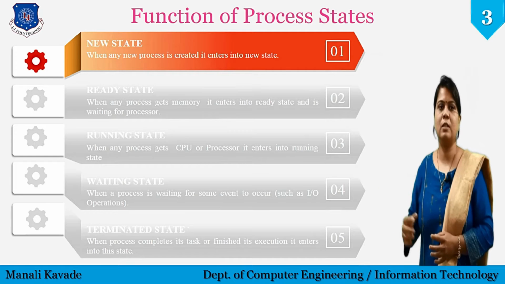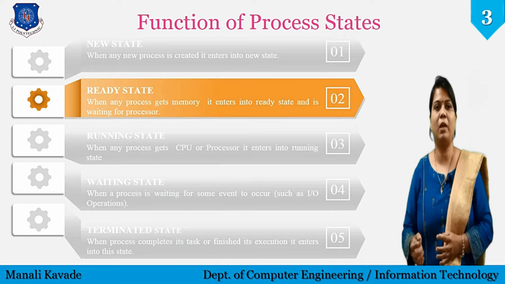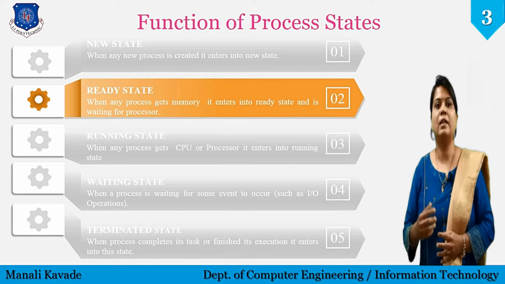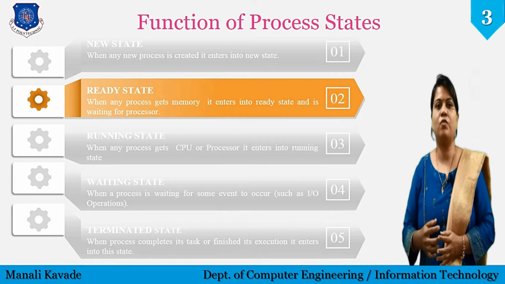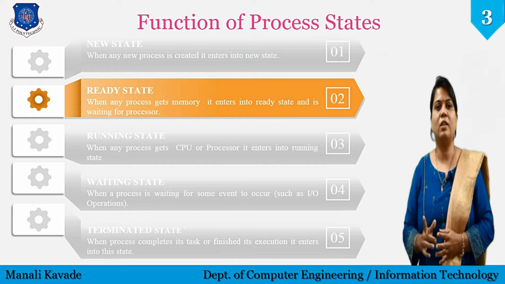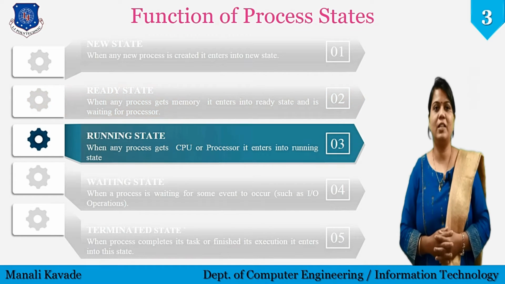The next state we will see is the ready state. We will see the function of this state. A process which is in ready state has been loaded into main memory. So here main memory is RAM. In other words, whenever any process gets the memory, it enters into ready state. In this state, process awaits for execution on a CPU. And it is also possible that more than one process may be present in ready state at any instance of time.